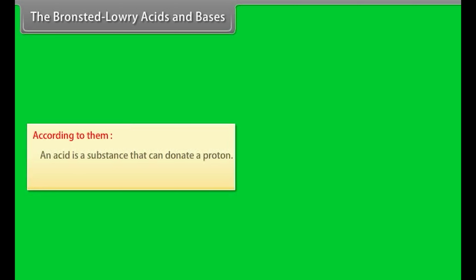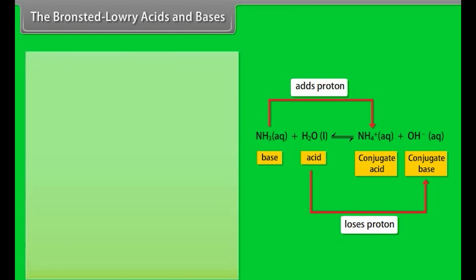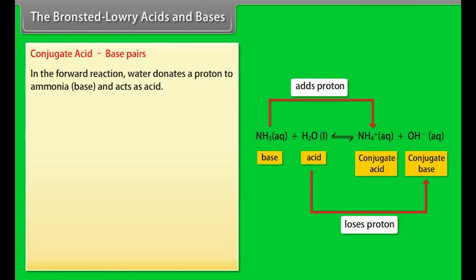The Brønsted-Lowry acids and bases. According to them, an acid is a substance that can donate a proton. A base is a substance that can accept a proton. Conjugate acid-base pairs. In the forward reaction, water donates a proton to ammonia, base, and acts as acid.